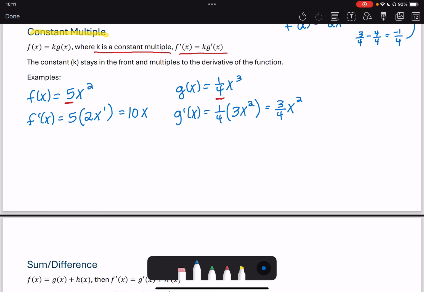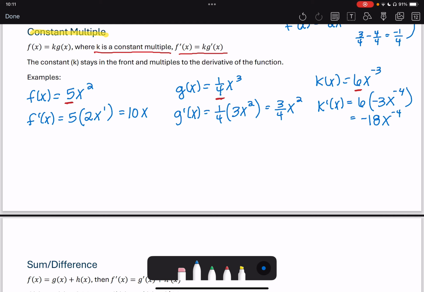Okay, let's do another one here. We've got k of x is 6x to the negative 3. 6 is my constant multiple there. So k prime of x is going to be 6 times the derivative of x to the negative 3, which is going to be negative 3x to the negative 4, because you're subtracting 1 from that negative 3. And then that's going to be negative 18x to the negative 4th when I simplify that.